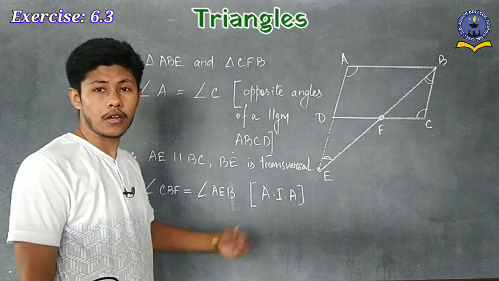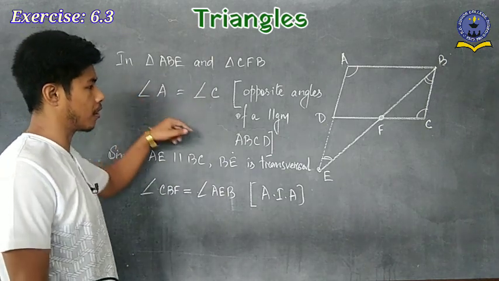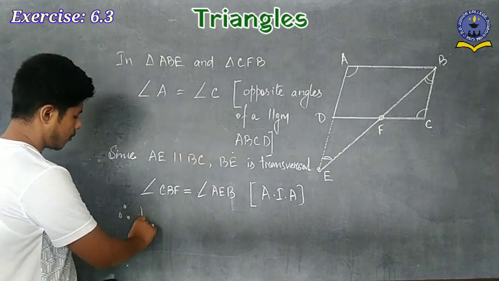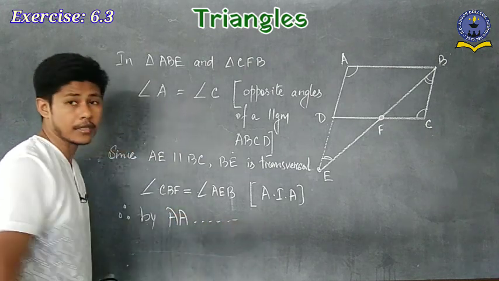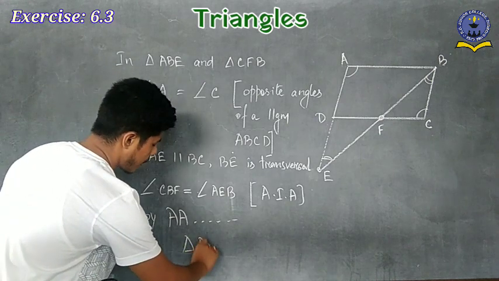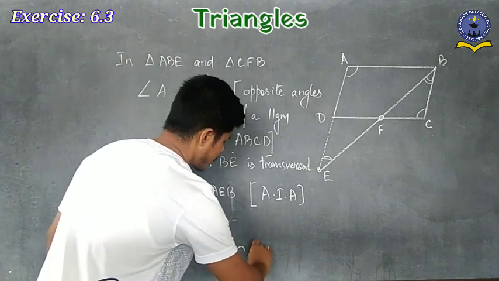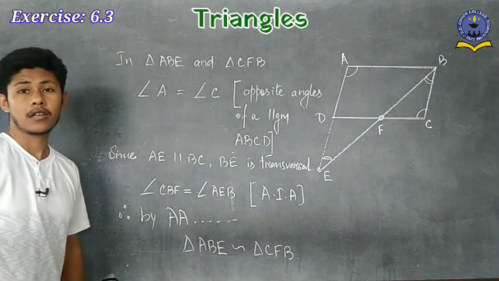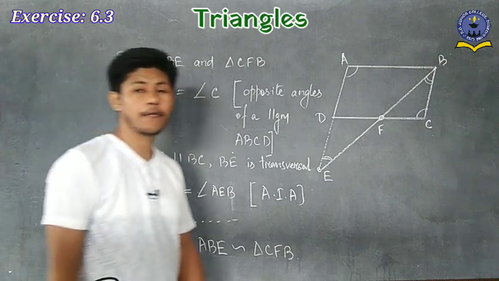Is it clear? So if these two are alternate interior angles and this one is opposite angles of a parallelogram, now which criteria we can apply here? So therefore by angle similarity criterion, you have to complete this. Therefore by angle similarity criterion, easily we can say triangle ABE is similar to triangle CFB. Is it clear? So very simple question here. So in this we can prove this one. I think all of you understood this one.